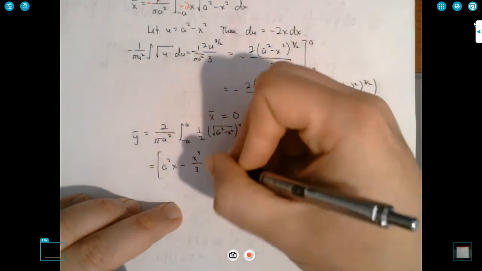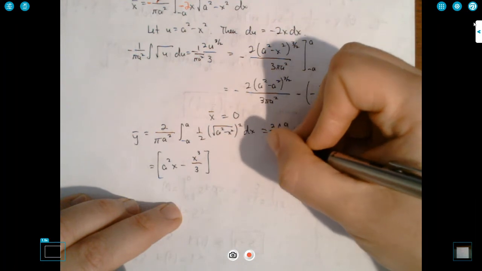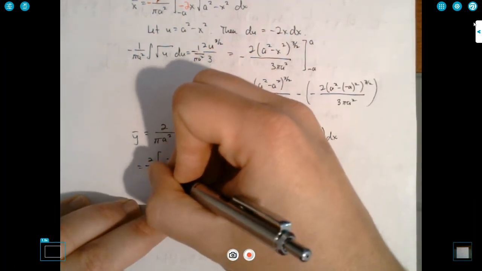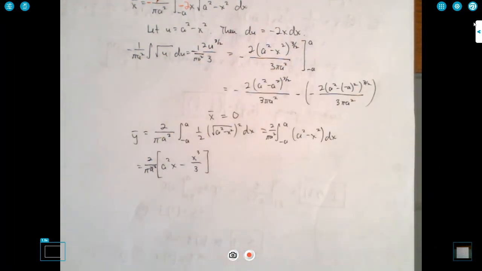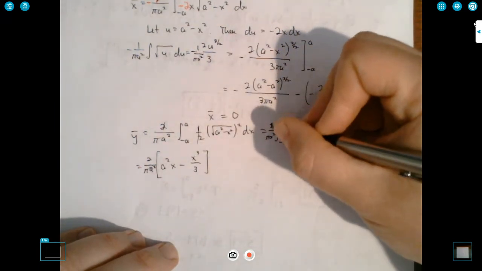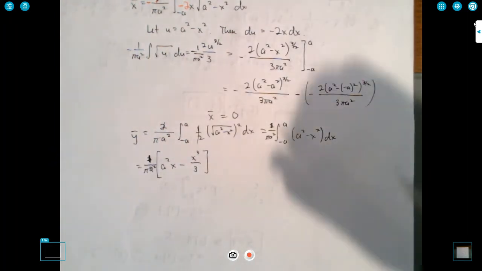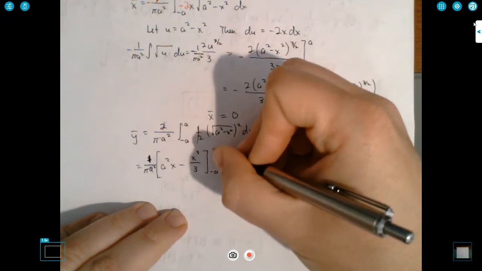And I need to evaluate that. Ah, shoot, I keep forgetting this constant, right? 2 over pi a squared. Or not 2, 1, because the 1/2 canceled. So this should be a 1. My goodness. How many mistakes can I make? All right. Anyway, this needs to be evaluated from negative a to positive a.